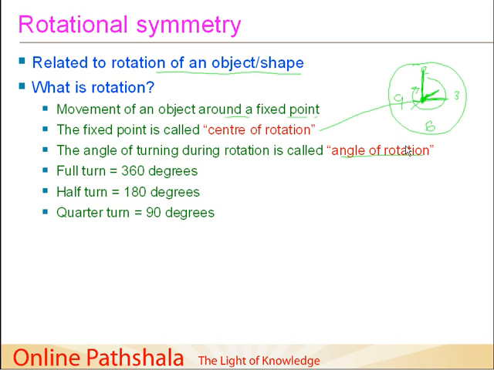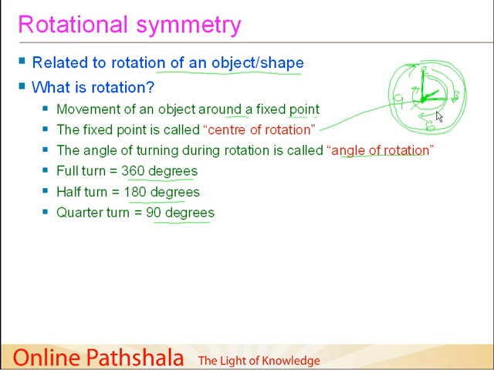Now it is important to know what we mean by a full turn. For example, when a seconds hand starts from position 12 and comes back to position 12, going through a complete round, a complete turn, it is said to have covered 360 degrees of rotation. Similarly, half a turn, that is starts from 12 and comes till 6, is said to have completed 180 degrees. And a quarter turn implies 90 degrees, that is starts from 12 and ends at 3. So that is a quarter turn.